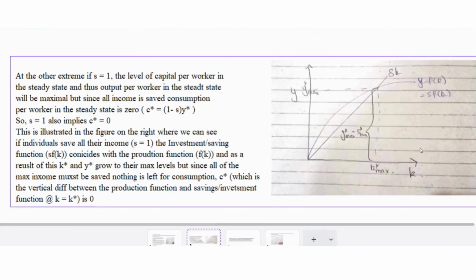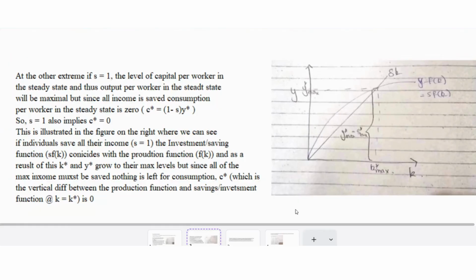This is illustrated in the figure on the right, where we can see that if individuals save all their income, then their production function, F(K), and their savings investment function, SF(K), coincide, right? They're basically the same curve, because when S is equal to 1, Y is equal to F(K), which is essentially equal to SF(K). Then our production function and our savings or investment function coincide. As a result, K star and Y star are at the maximal level. But since all the income must be saved, nothing is left for consumption. C star, like we said, which is the vertical difference between F(K) and SF(K) at K star, will be 0.